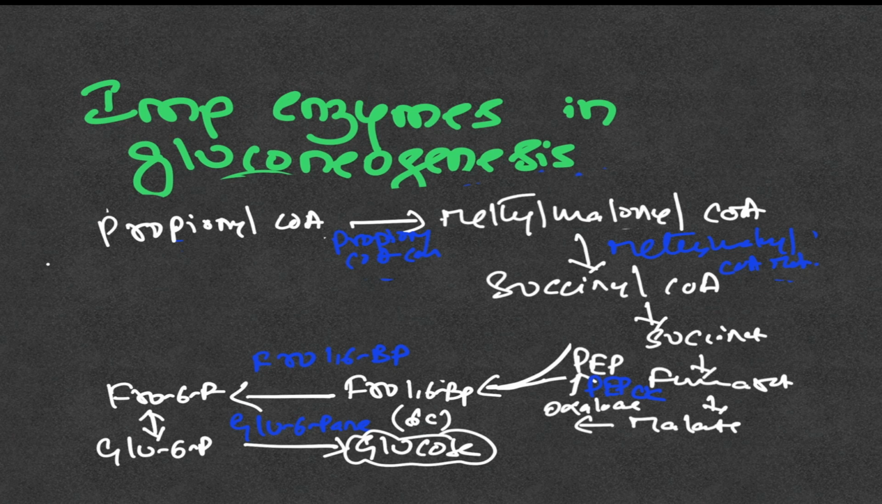So, overall we need 5 important enzymes in the conversion of 2 propionyl CoA molecules. Of course, you need 2 molecules of propionyl CoA, because each of them is a 3 carbon molecule. So, we have propionyl CoA carboxylase, methylmalonyl CoA mutase, PEPCK, phosphoenol pyruvate carboxykinase, fructose 1,6 bisphosphatase, and glucose 6 phosphatase. These are the enzymes that are reversing or making glucose from the propionyl CoA molecule.